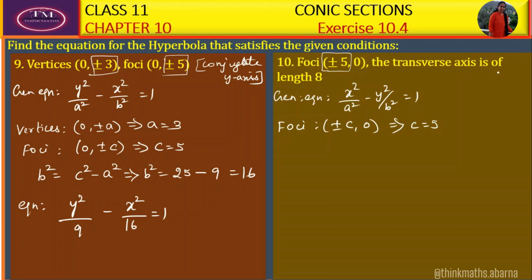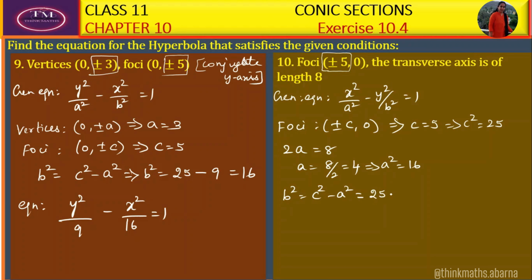Next, what is given? Transverse axis, that is 2a. Transverse axis is on x-axis. 2a value is 8. Then a will be 8 by 2, which is 4. So what is c? C is 5, so c square equal to 25. This implies a square equal to 16. We know b square is c square minus a square. So c square is 25, minus a square is 16. 25 minus 16 is 9. So b square equal to 9.